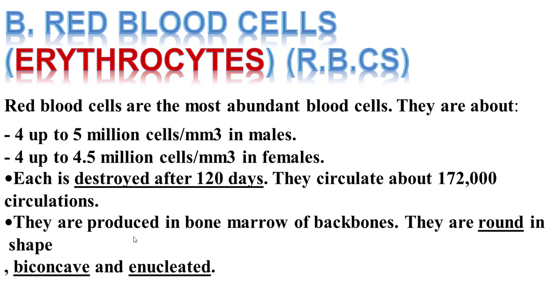They make about 172,000 circulations. They are produced in the bone marrow, so they originate from bone marrow, which is found in the flat bones or the flat surface of the large bones inside your body, like the skull, the shoulder, and the femur. They are round in shape, biconcave, and enucleated, which is very important, so they cannot undergo cell division.